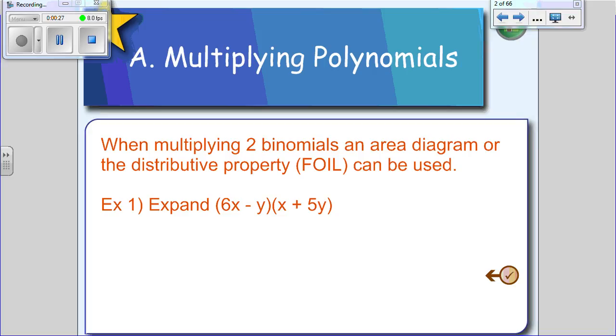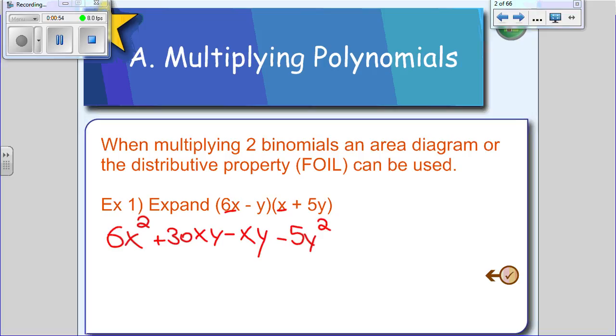So my first terms multiplied together give me 6x squared. My outside terms multiplied together can be positive 30xy. My inside terms together give me negative xy. And my last terms multiplied together give me negative 5y squared.